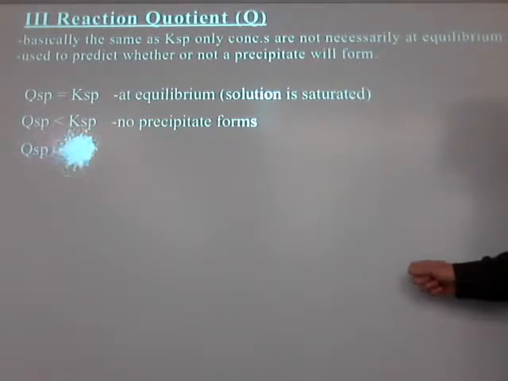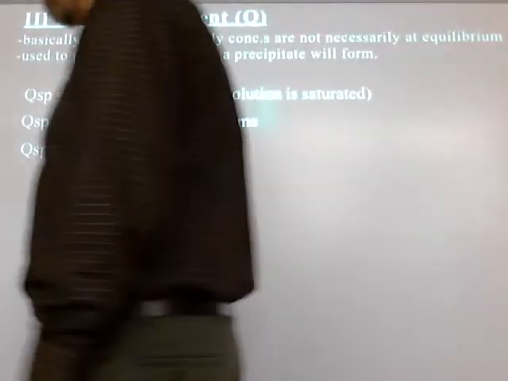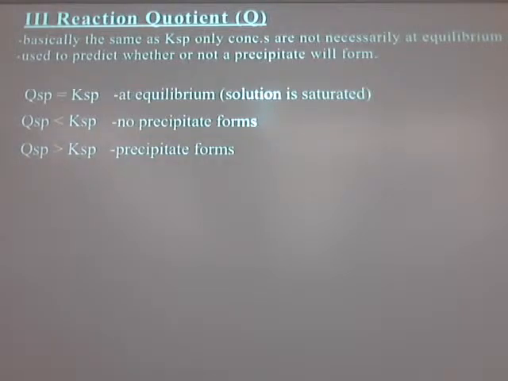And if Q is greater than KSP, it means there's going to be a precipitate. Now, you won't always necessarily be able to see that precipitate. The rule of thumb is that Q has to be about 1,000 times greater than K, all right? But we aren't going to worry about that. I'm just going to ask you to solve for Q as either greater than, less than, or equal to, and you'll tell me whether there's a precipitate formed or not, all right?